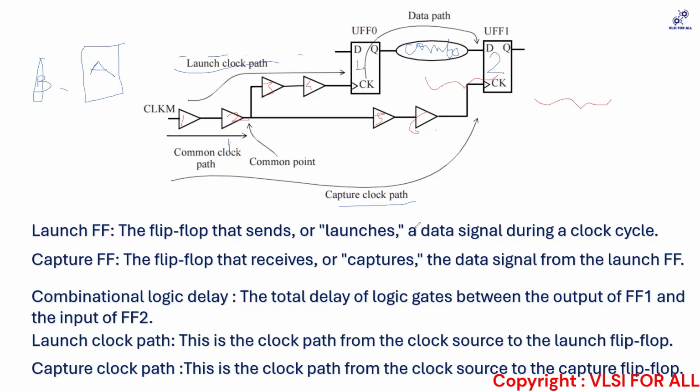Yeah. So Shiva, first let me know, are you aware of this term skew? Yeah. Now explain the skew with respect to this diagram. The skew is the difference in arrival of the clock at two sequential elements, launch and capture. Flops 1, 2, 3, 4 are the launch, and 1, 2, 5, 6 are the capture. The delay between these two paths is the skew.